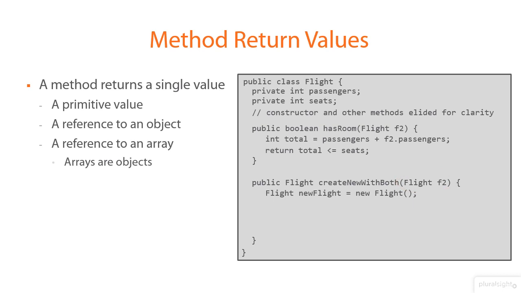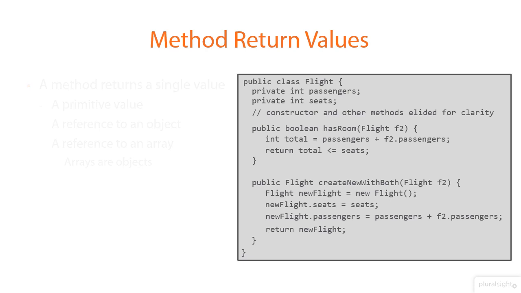So what we'll do here is create a new instance of the Flight object. We then say the number of seats in that new flight is equal to the number of seats that our current flight object has. And then the number of passengers is the combined passengers of our flight and the other flight. Then we just return this newly created flight. We're returning a reference to this new flight that we created.